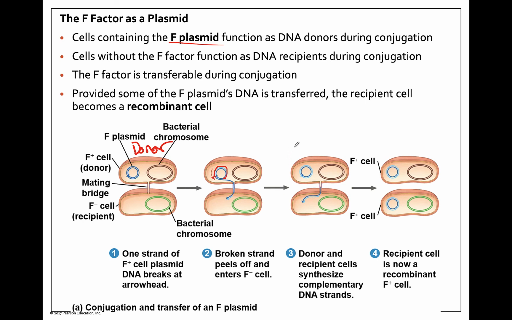So it doesn't actually replicate this gene before passing it. Each cell gets one strand from the original DNA, and then each cell makes its own complementary DNA strand to make sure that it stays double-stranded. So now at the end, they didn't actually exchange any chromosomal DNA. This one started out brown, it stays brown. This one starts out green, it stays green. All that they exchanged was this F factor plasmid.